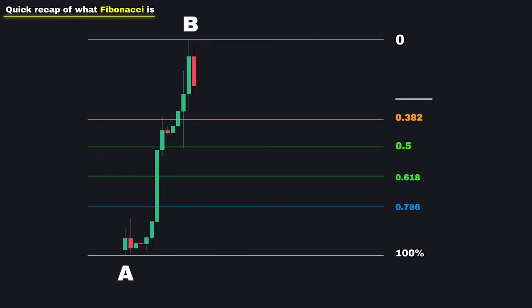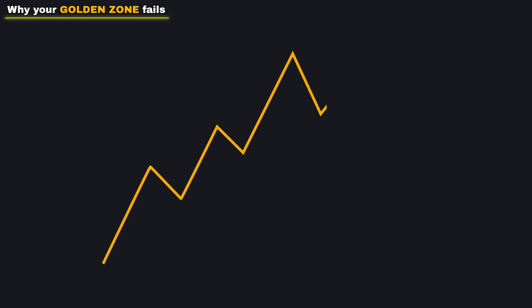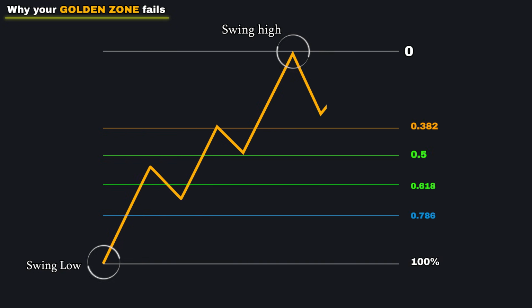The important levels are 0.382, 0.5, 0.618, and 0.786. If price reacts from the 0.5 level and starts following the trend again, that means the correction ended at 50% of the real move. So, when price makes a clear move, either up or down, traders will take the swing high and swing low and apply the Fibonacci retracement tool.